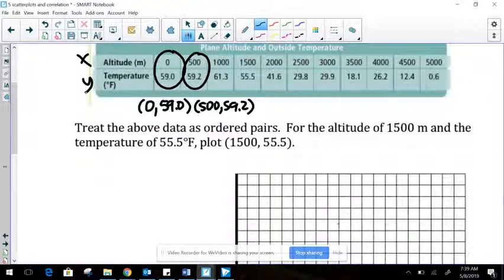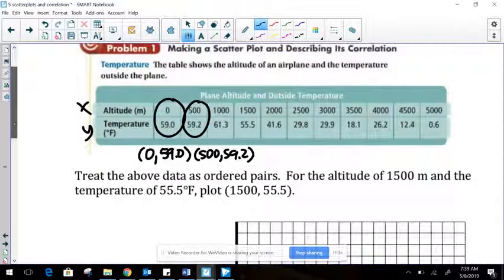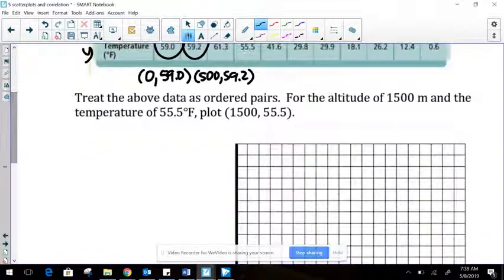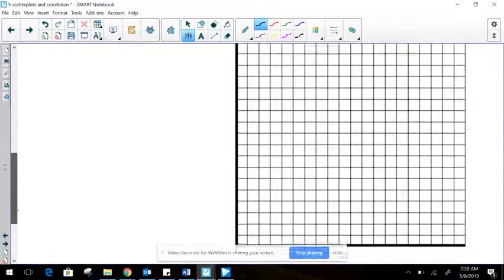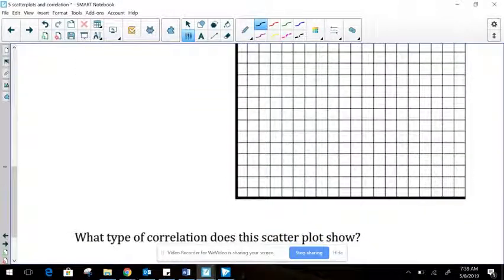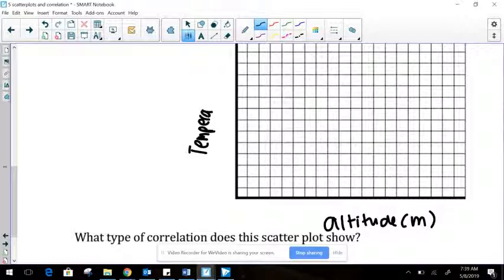Okay, so let's title this temperature. You could be a little more creative if you would like. All right. So on the bottom, we need to label this altitude. That was my X variable, altitude in meters. And then the side here, this is your temperature in degrees Fahrenheit.